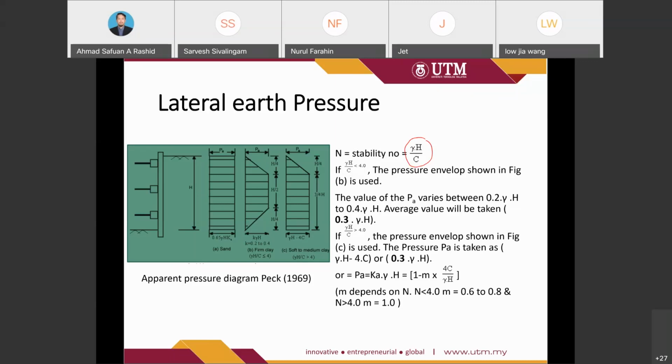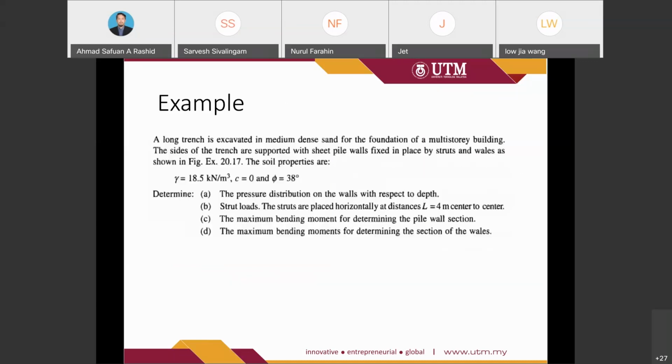So I will discuss the sand first. Okay. And then I will provide you the example for the clay. Okay. So we try to solve the example for the sand first. Okay. And then I will share with you the clay, which is not discussed in the lecture, but I will share with you how to measure or to design based on the clay. Okay.